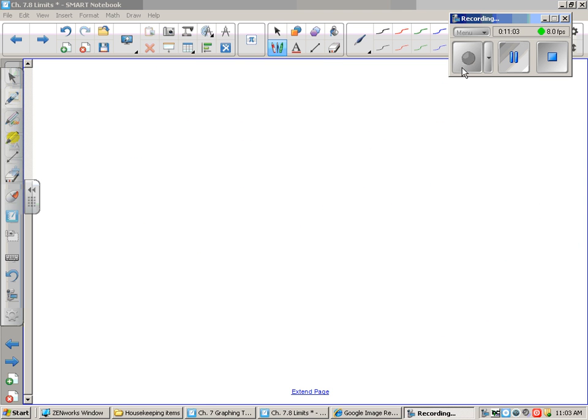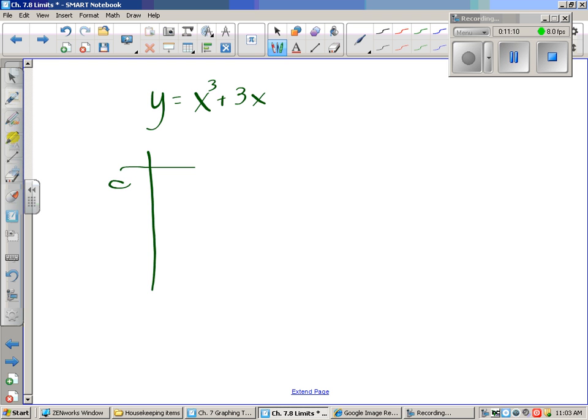Y equals x cubed plus 3x. Infinity and negative infinity. Infinity cubed is infinity. Negative infinity cubed is negative infinity. I'm going to just do that quickly. There's nothing that makes that undefined because this isn't a fraction. So what I'm going to do right now is go right for the derivatives. Are you good with that?